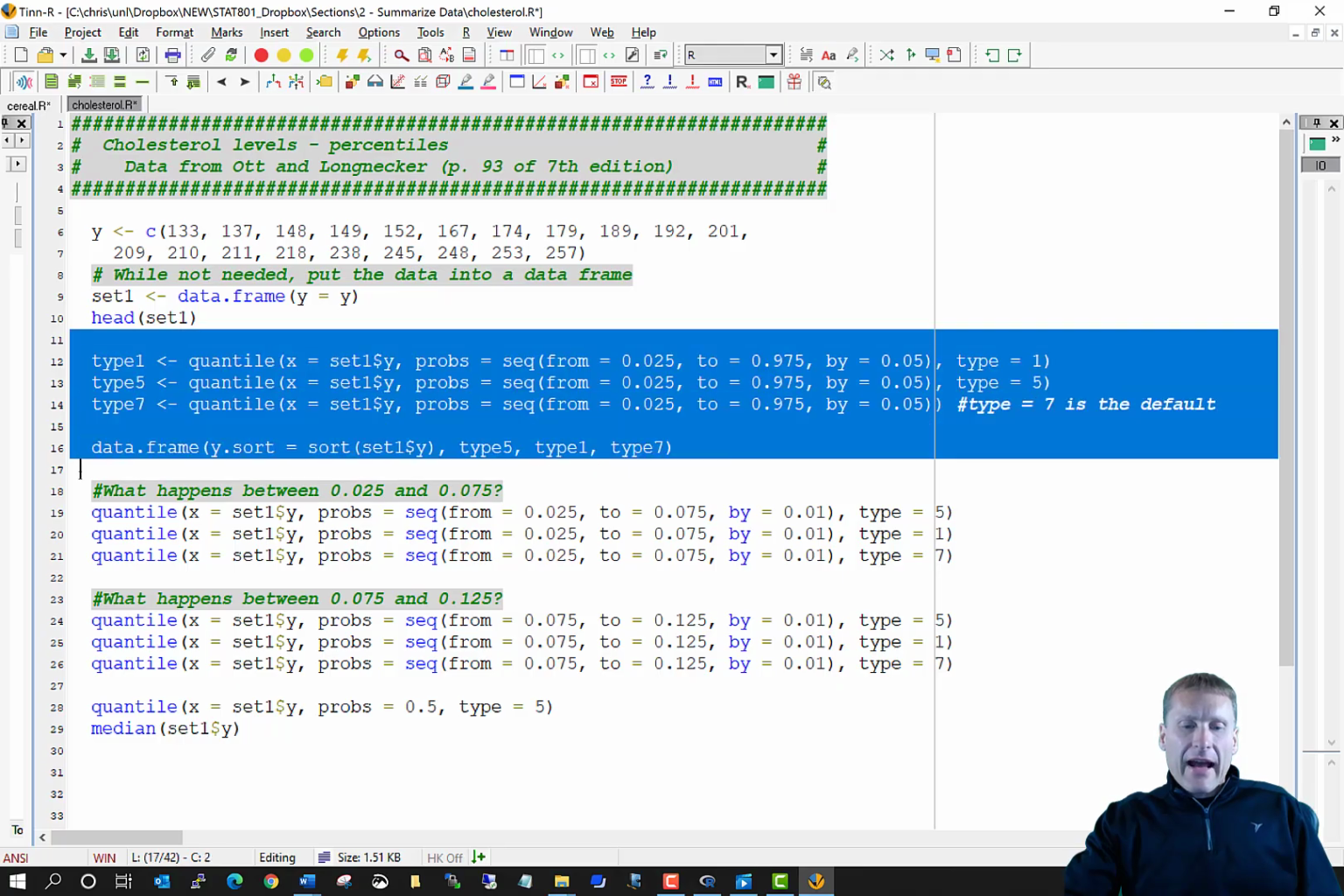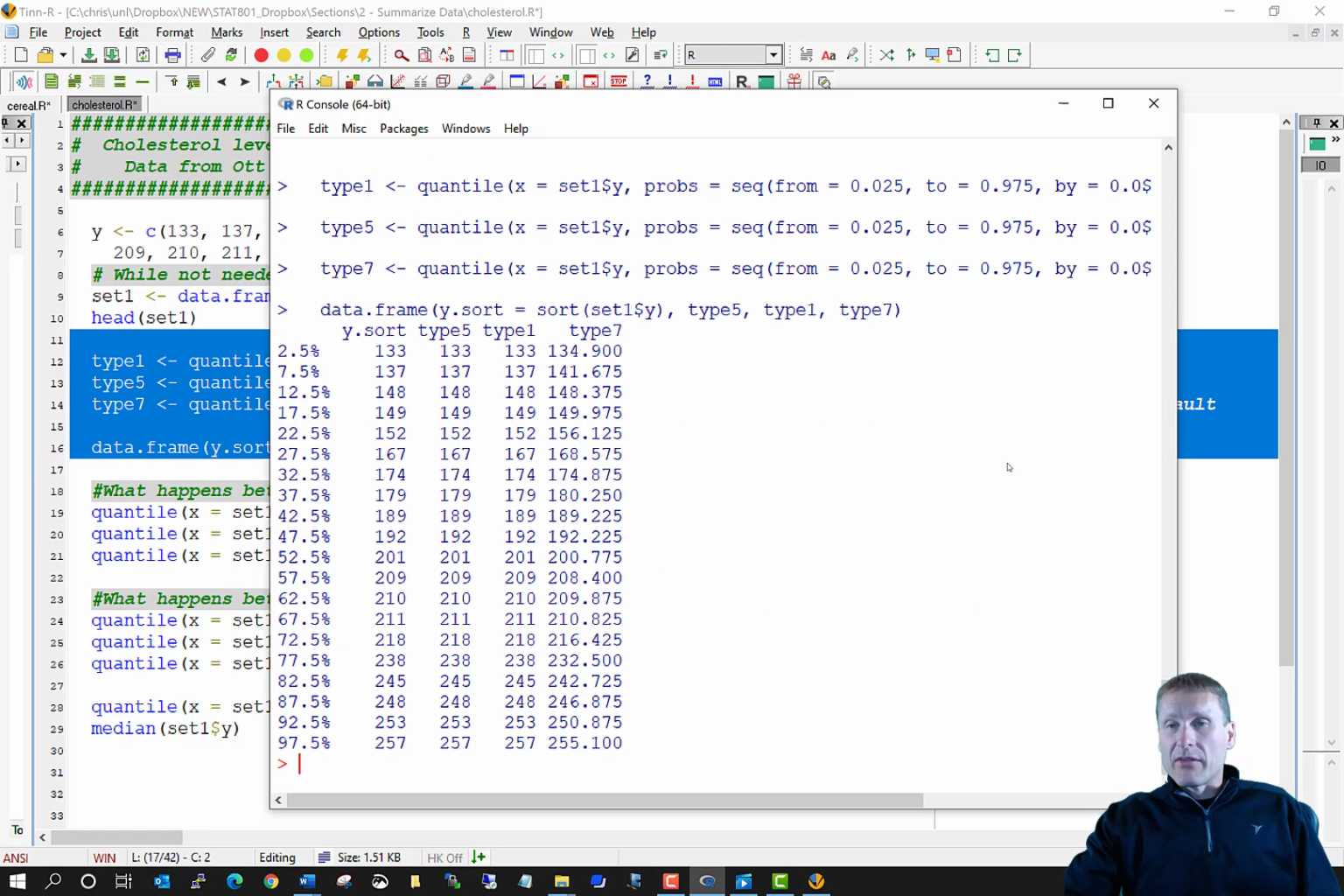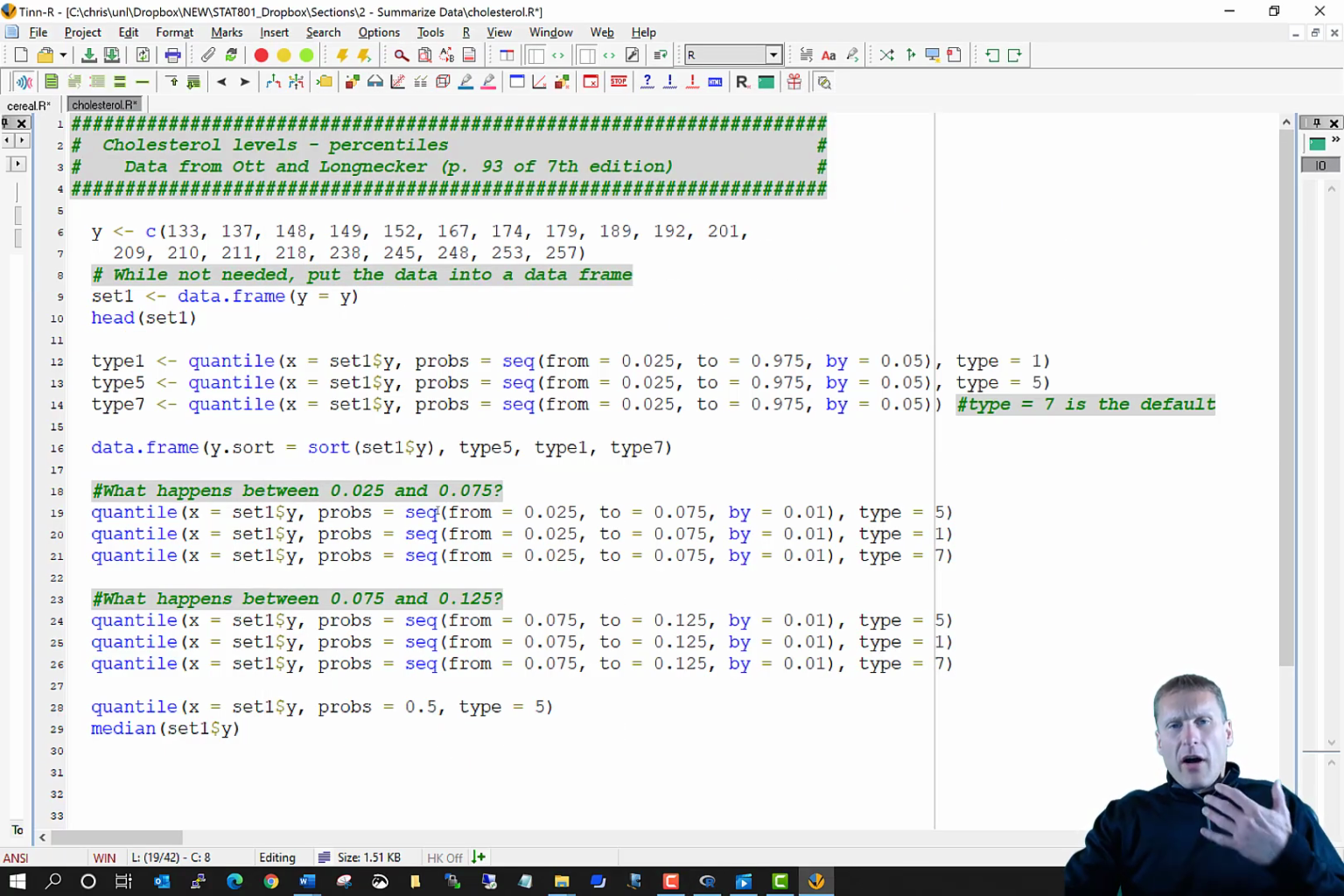Let's take a look at how these values differ amongst the different types. We can see type 1 and type 5, as I said before, are exactly the same, but you could get different values. Type 7 does give you slightly different values throughout here. Where you often see more differences amongst quantiles and percentiles is if you have a set of 20 data values, as we do here with these cholesterol levels. If you look between the 2.5 and 7.5 percentiles, you'll see where differences occur.